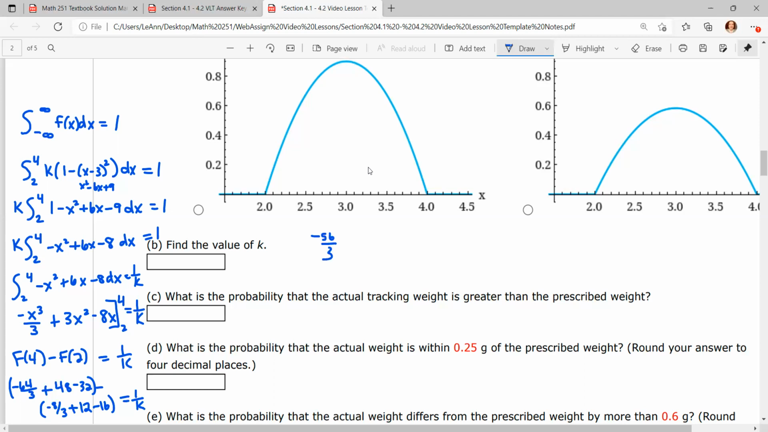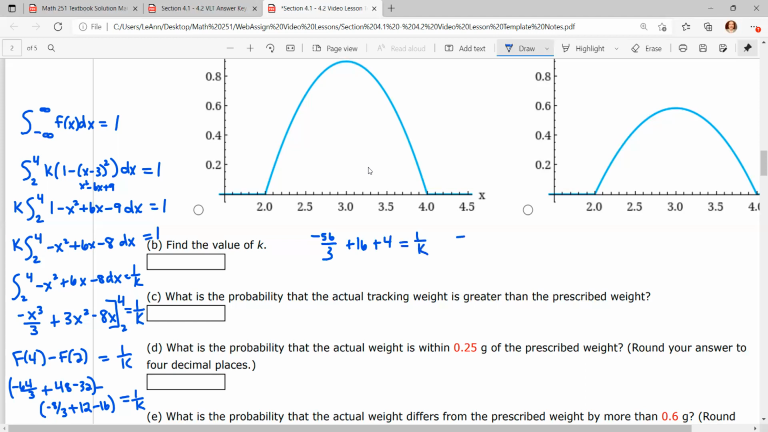And then we're gonna have 48 minus 32 is 16. And negative 12 plus 16 is going to be plus 4. Just continuing to work this out.